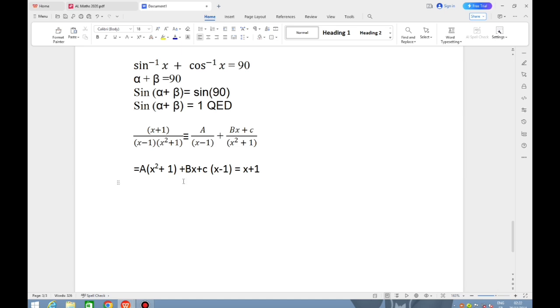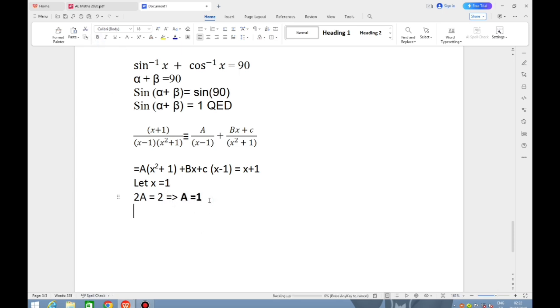Okay, now we start by eliminating terms in order to find the values of A, B, and C. We start by saying let x equal 1. Substituting 1 in this is going to give us 0. Bx plus C times 0 is 0, so I'm going to be left with A. 1 squared is 1, 1 plus 1 is 2, so 2A is equal to 1 plus 1, which is 2, implying that A is equal to 1. That's our first value, A.